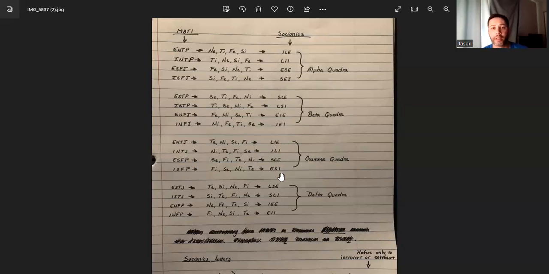Again, hopefully this is better. This kind of clears it up, corrects one of the little glitches, let's call it, I had there.